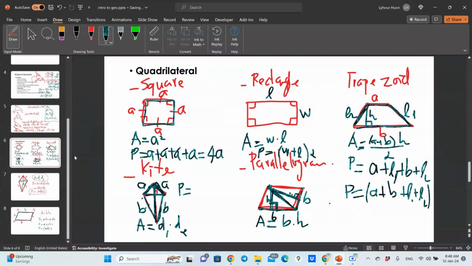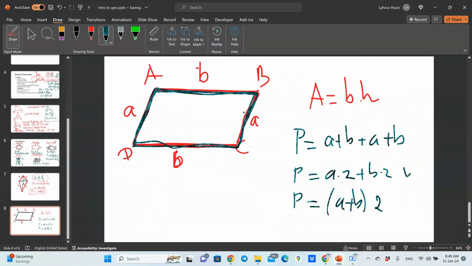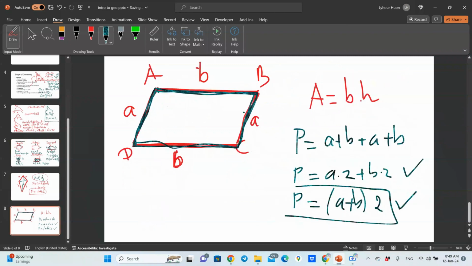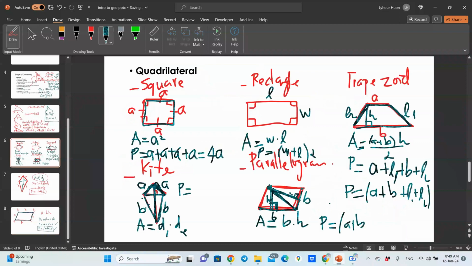So the perimeter of a parallelogram is A times 2 plus B times 2. But it's not properly written, so it's written as A plus B times 2. It's easier to look at and easier to say. So the perimeter of a parallelogram is A plus B times 2.